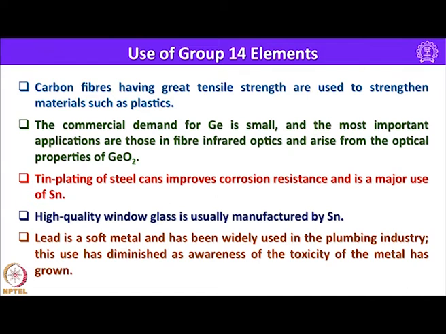The commercial demand for germanium is small, and the most important applications are those in fiber and infrared optics, and arise from the optical properties of germanium oxide. Tin plating of steel cans improves corrosion resistance and is a major use of tin. High quality window glass is usually manufactured using tin. Lead is a soft metal and has been widely used in the plumbing industry.